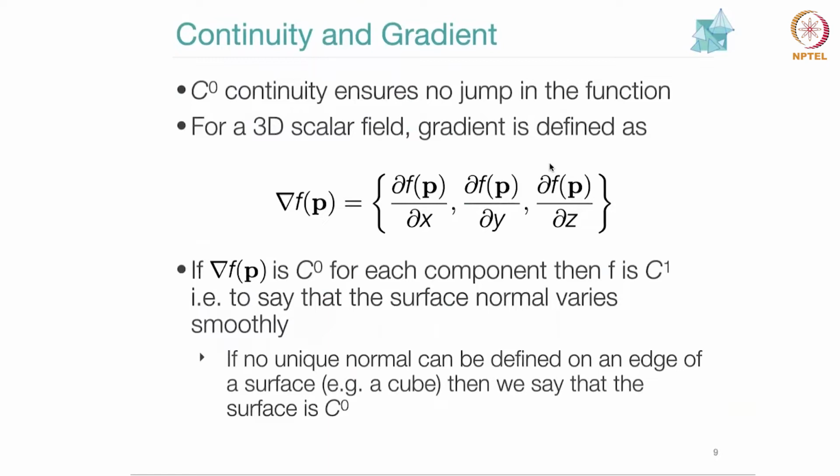Before I move on, let me quickly talk about continuity and gradient. I believe you have already seen some of it in previous lectures, but just to recap, C0 continuity ensures no jump in the function. So if you don't want any jump in the function, you want to make sure that your function is at least C0 continuous, right? If it has jumps, then it is C minus 1, right? So C0 will have creases in it, right? And usually anything more than C1 or C2 is what we would want to prefer.